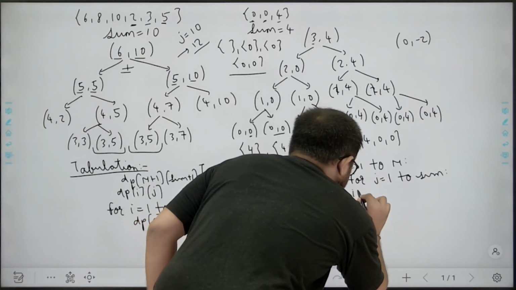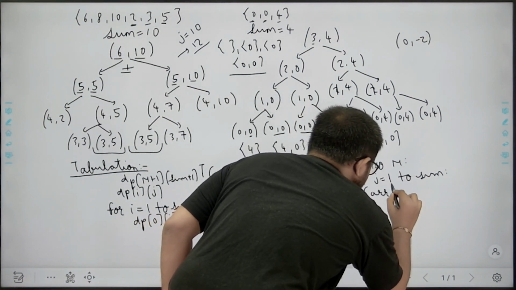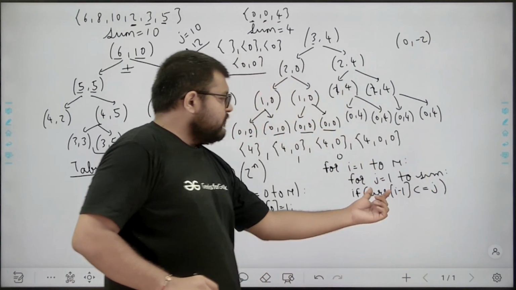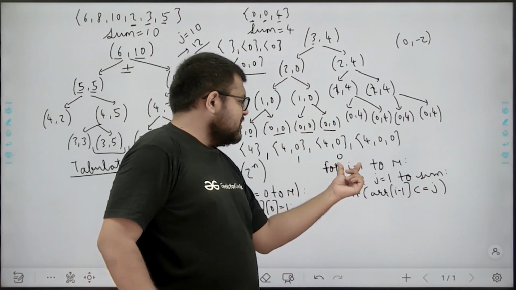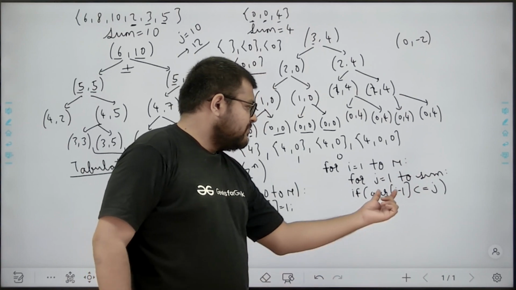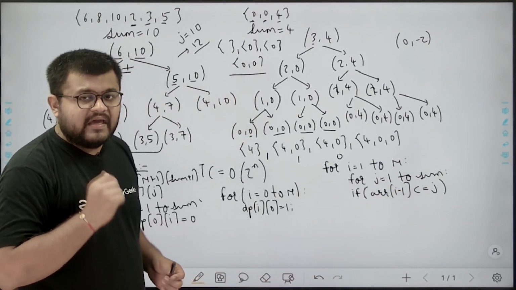So if array of i minus 1 is less than or equal to j. Why array of i minus 1? Because I am running the loop from i equals 1 to n, but the indexes would be 0-indexed. So I am taking i minus 1. Okay, that would be the ith element.